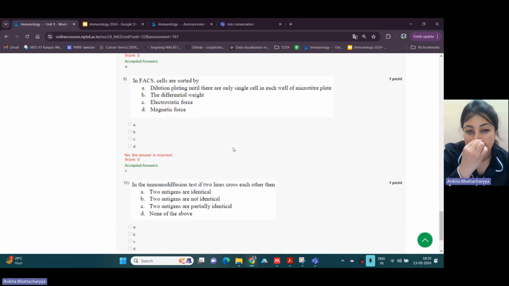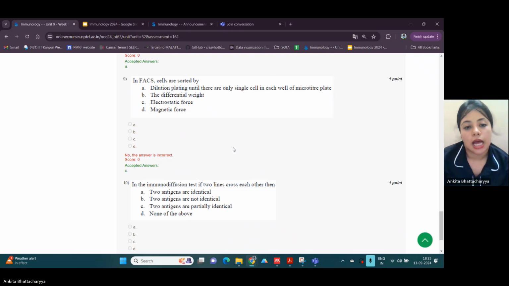In fact, cells are sorted by dilution plating until there are only single cells in each microtiter plate well, by differential weight, electrostatic force, or magnetic force. So cells get sorted because of the electrostatic force, which allows them to be segregated based on the surface markers that they carry.